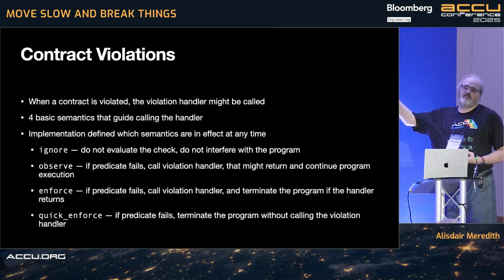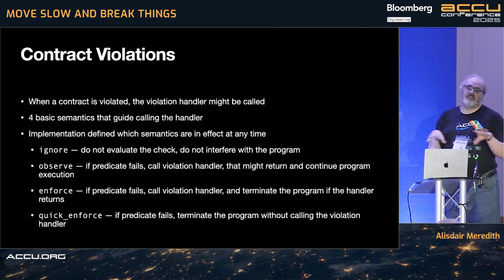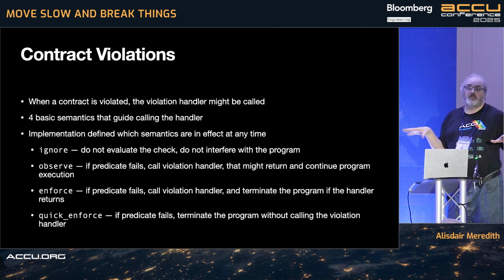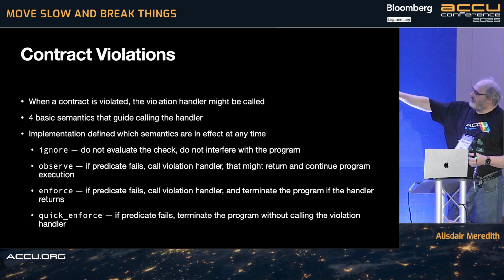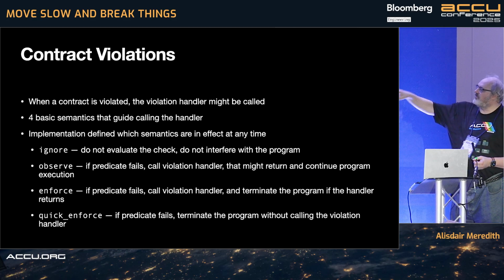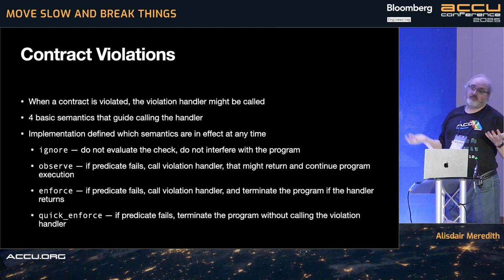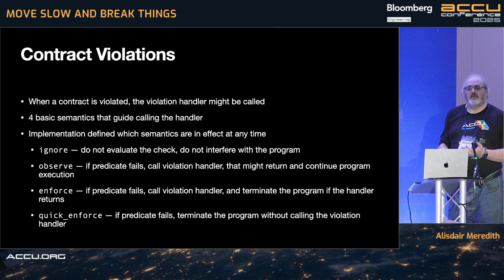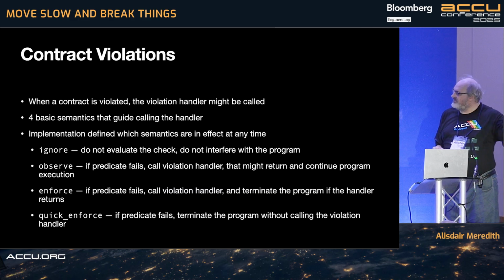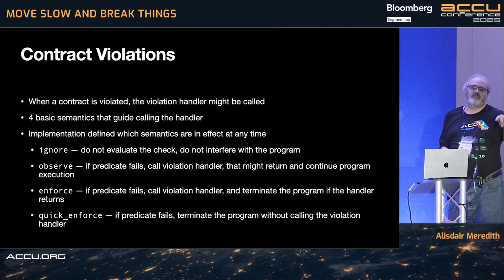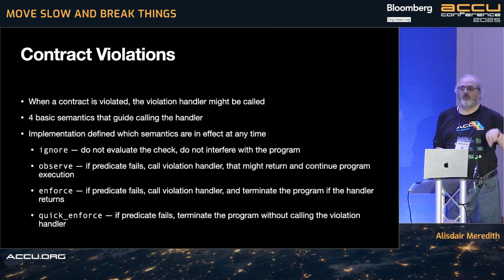So this gives you a chance to find them without crashing your program in testing and continuing to support your existing deployment while you find and clean those up. After a while on observe, you're going to want to promote those contracts to enforce. That's exactly the same as observe, but like the terminate handler, if that violation handler returns, we're still going to kill the program and not return control to where we detected the issue.